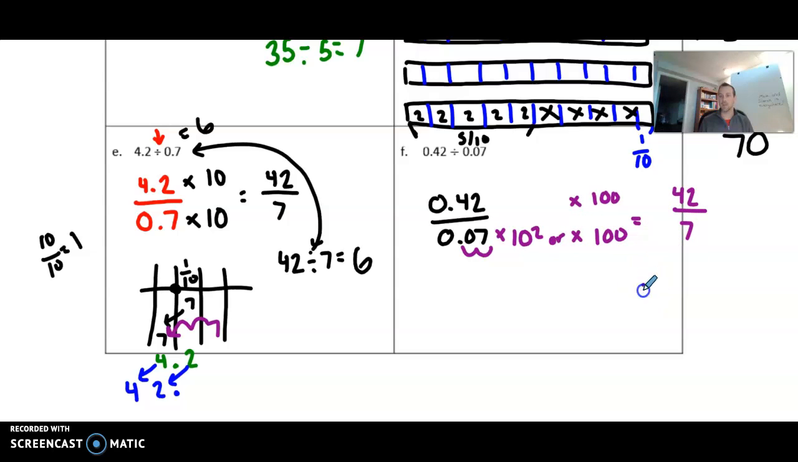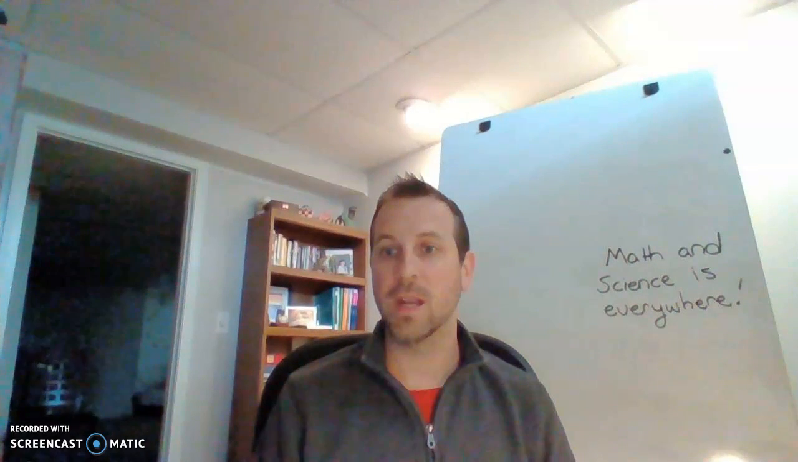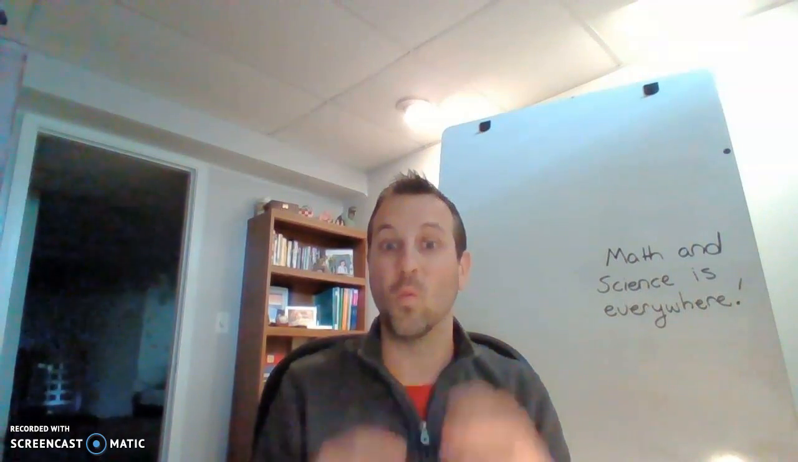Oh, and look at that. 42 divided by 7. That's another basic fact. This one's also going to give us 6. They're equivalent. I hope that helps in our understanding a little bit of why putting them in our fractions works.